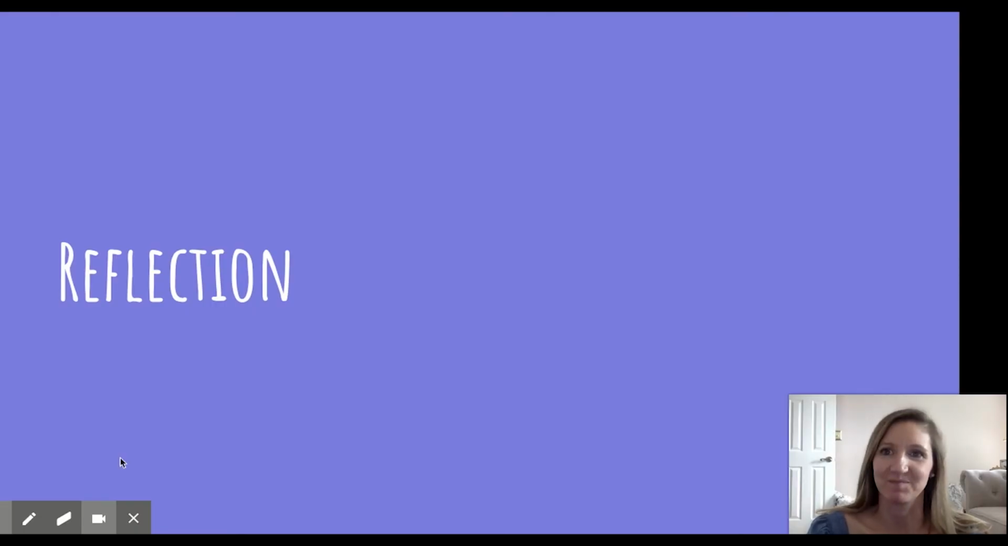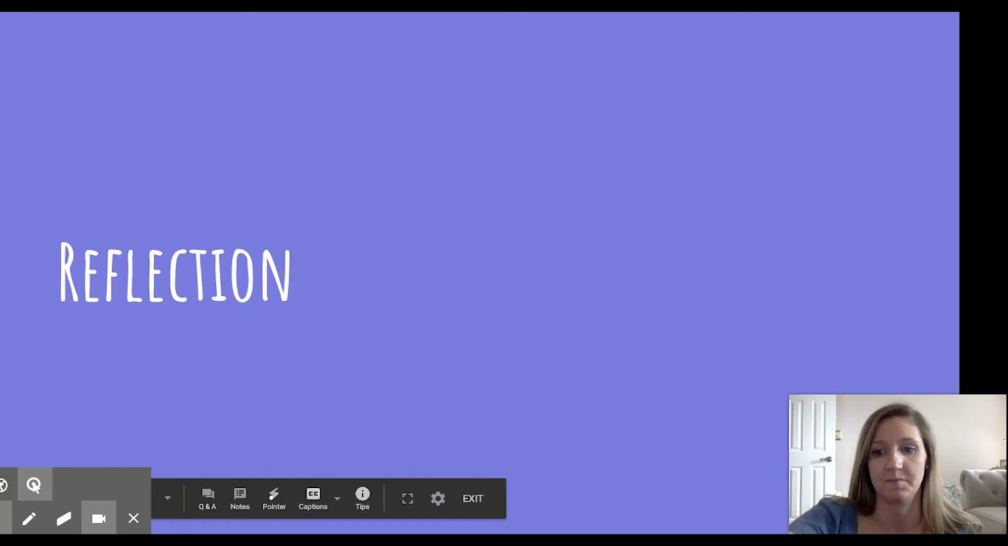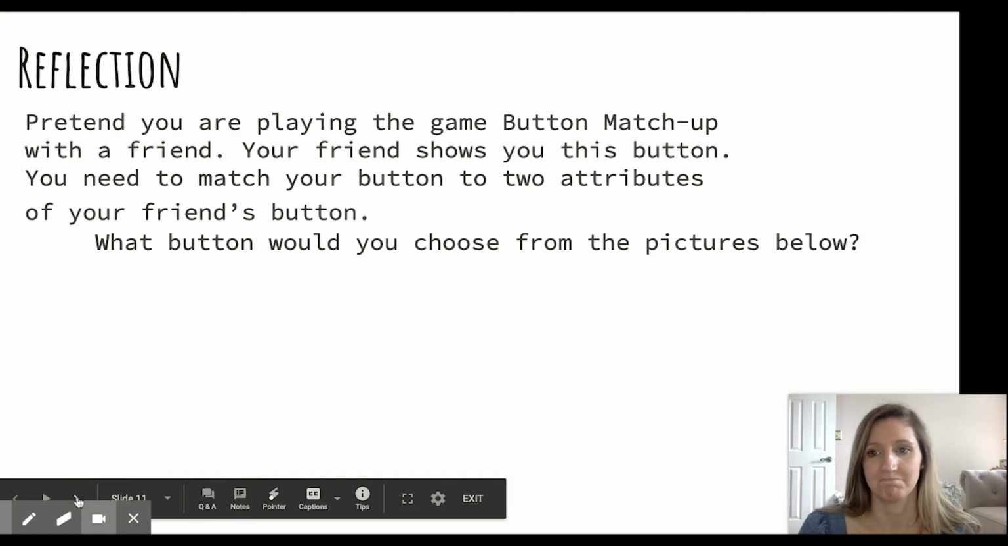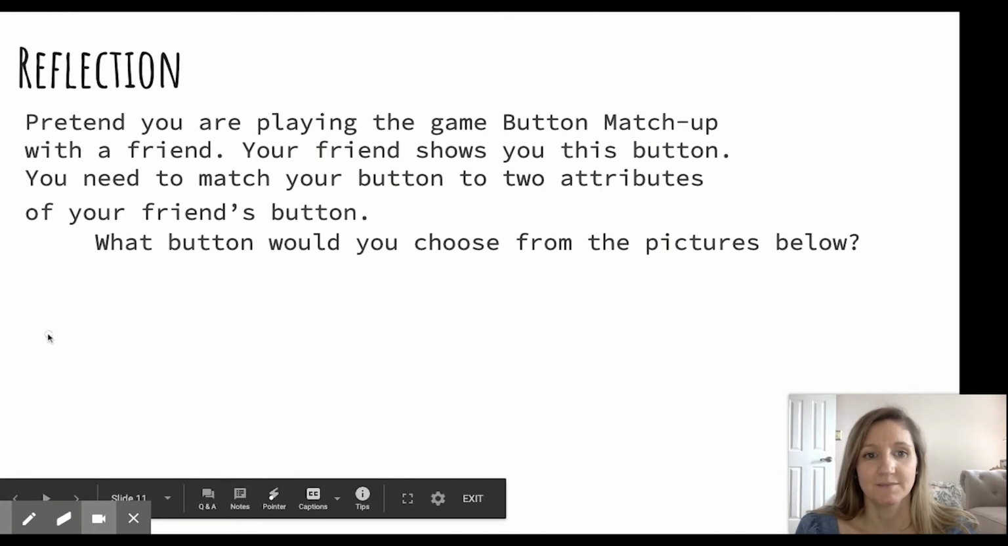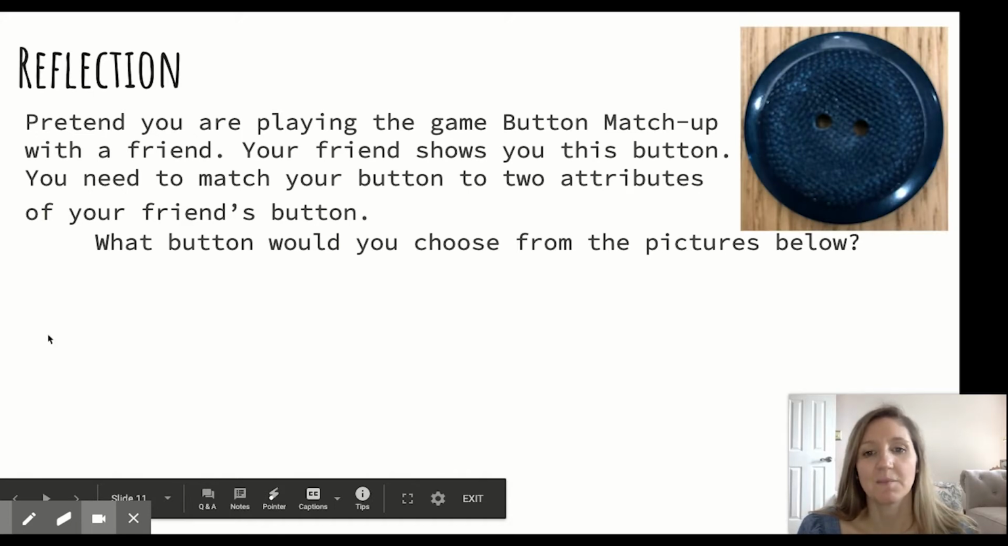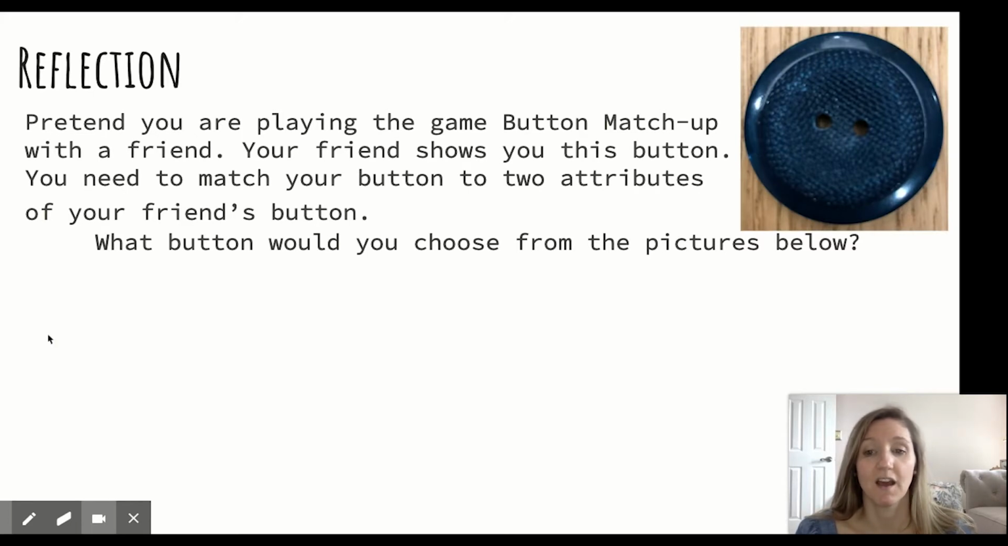Now it's time for a reflection. Before you go, I have one more thing that I want you to think about. Can you use what you've learned about sorting shapes by 2 attributes to try and answer my questions? Pretend you are playing the game button matchup with a friend. Your friend shows you this button. You need to match your button to 2 attributes of your friend's button. What button would you choose from the pictures below?